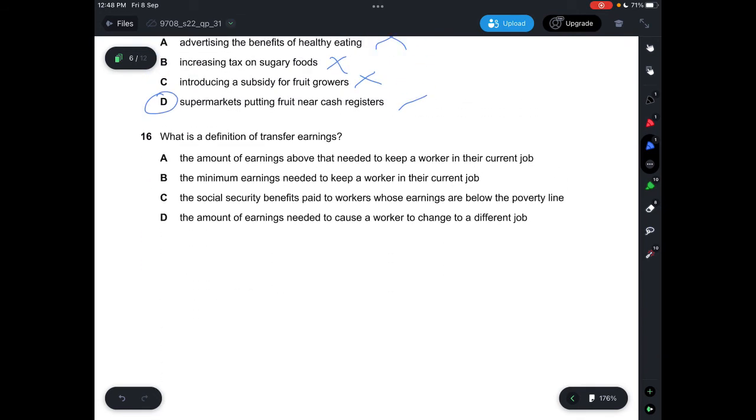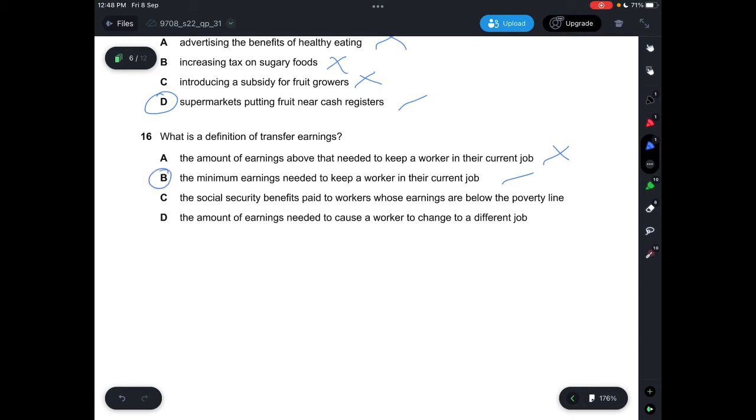Question 16, what is the definition of transfer earnings? Okay, transfer earnings is basically the lowest amount needed to actually keep the factor of production in that job. So A says the amount of earnings above that needed to keep a worker in the current job. This one is economic rent. B, the minimum earnings needed to keep a worker in the current job. Yes, I'll say it's B.